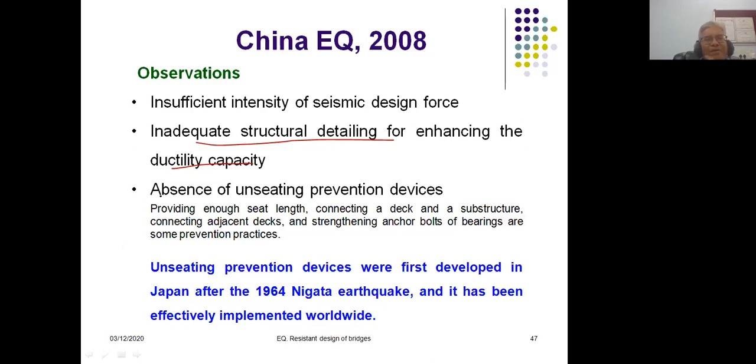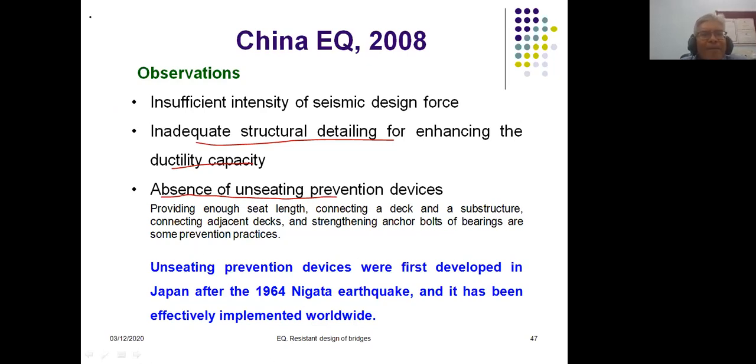And the third and very important thing is the absence of unseating prevention devices. We have seen in the Kobe earthquake that a very small amount of seating width was provided. So providing enough seat length, connecting, so these are the prevention of unseating devices. The span was intact and it collapsed.